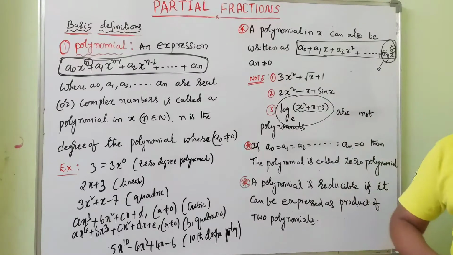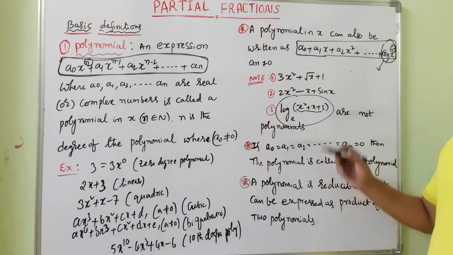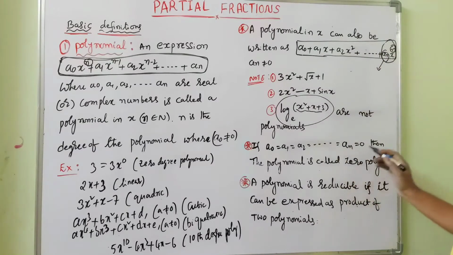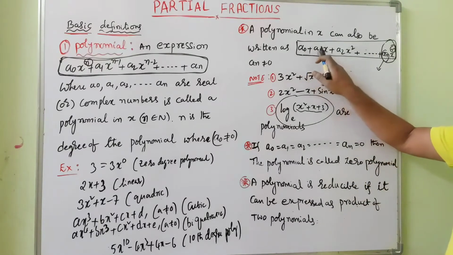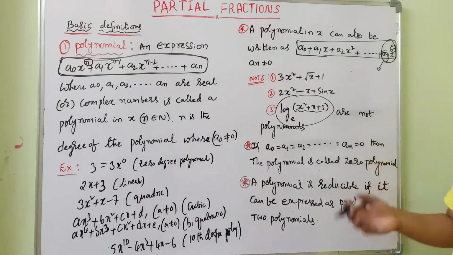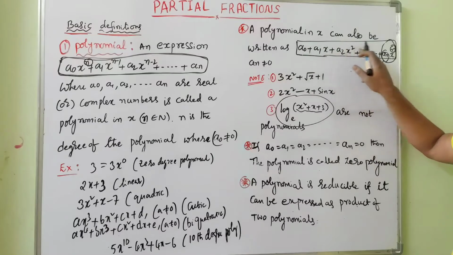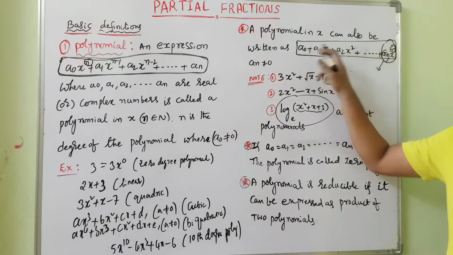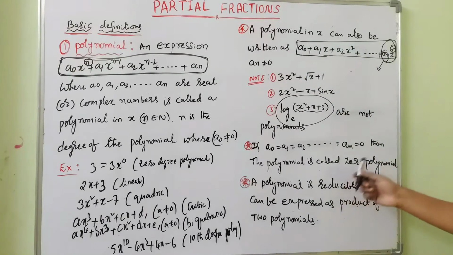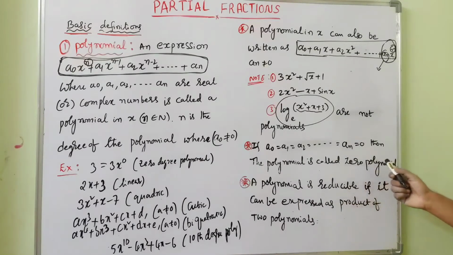After that, one more point we have to discuss. If all the coefficients in the polynomial are zeros, what happens? All the coefficients a0, a1, a2, if all are zeros, what happens? 0, 0 into x, 0, 0 plus 0 plus 0 plus 0. So the entire polynomial becomes 0. What do we call that? It is called the zero polynomial.